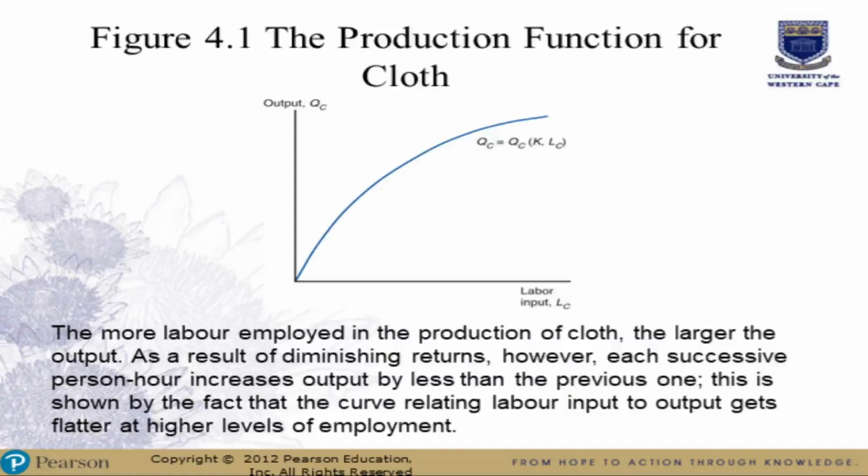Let us start by looking at the production function of cloth, which is illustrated in figure 4.1. This figure shows that the more labor employed in the production of cloth for a given supply of capital, the larger the output. The shape of the production function reflects the law of diminishing marginal returns. This means by adding one worker in the production of cloth without increasing the amount of capital, each worker has less capital to work with. Therefore, each additional unit of labor adds less output than the last.